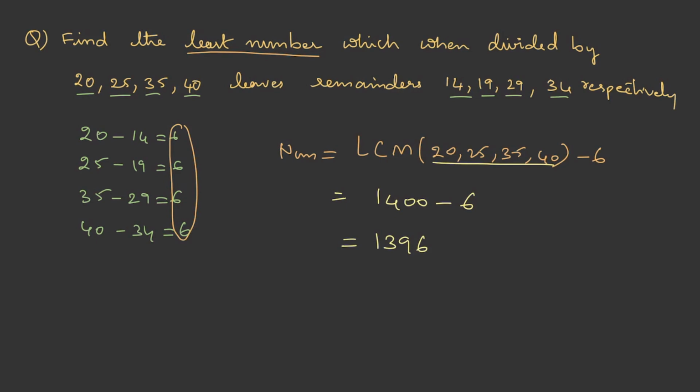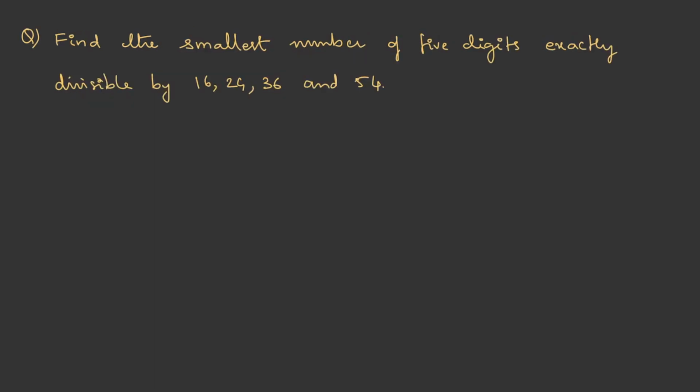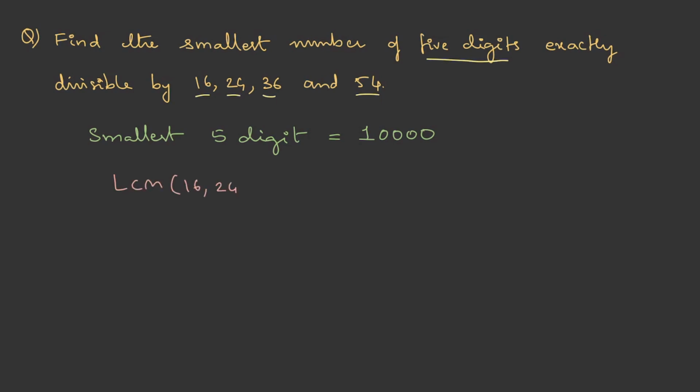Okay, let's try another model. Find the smallest number of 5 digits exactly divisible by 16, 24, 36 and 54. First let me write the smallest 5 digit number. We already know the smallest 5 digit number is 1 followed by 4 zeros, and they are saying that we need to get a number which is divisible by all the given 4 numbers. So let me take the LCM of 16, 24, 36 and 54.